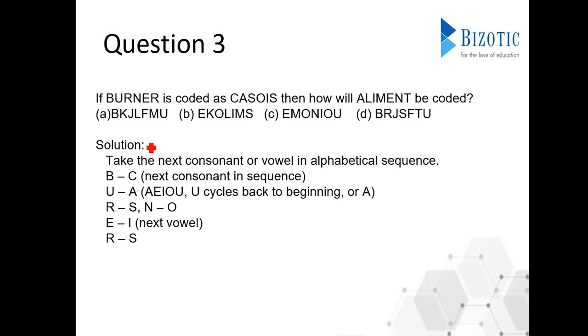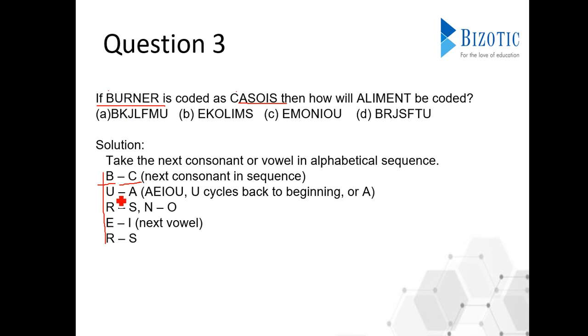Okay, so what they've done is they've taken this word BURNER and coded it as CASOIS. We just have to take the next consonant or vowel in the alphabetical sequence. So they have written BURNER like this. After B, we have C. B is a consonant, so the next consonant in sequence is C. So that's how B tends to C.